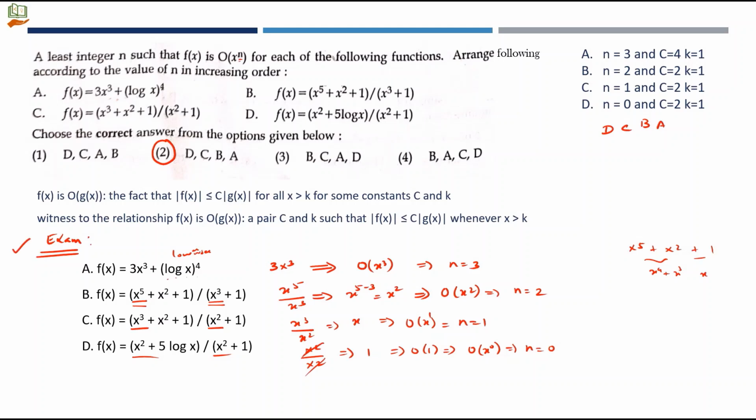Then the next question that comes to your mind, then why was I keeping on telling all those things? You have to know the process of finding C and K. That's why I included that explanation.